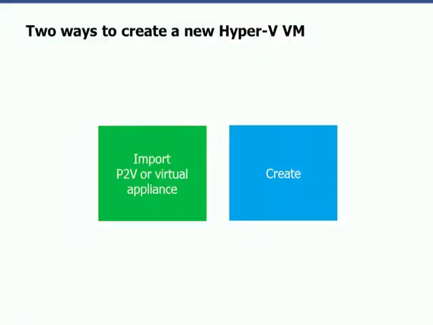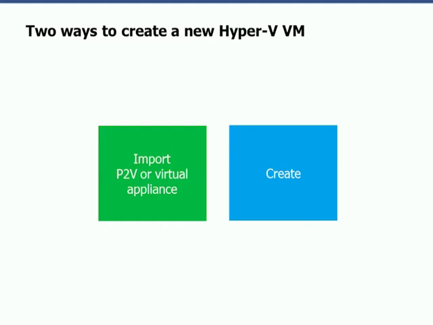There's really two different ways to create a new Hyper-V virtual machine. The first one is to import a virtual machine from a physical to virtual conversion, or to import one through a virtual appliance that you might have downloaded, let's say, for example, from the Microsoft website. So with the import option, you're already bringing an existing operating system, configuration, and most likely applications from another source into Hyper-V as a virtual machine.